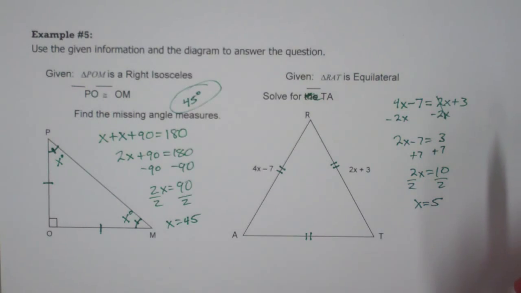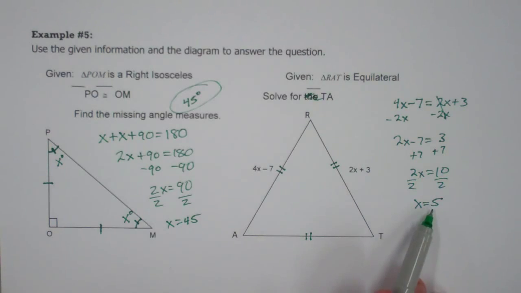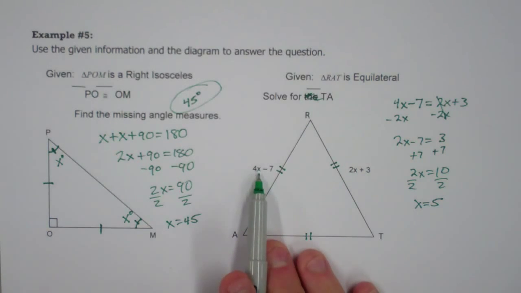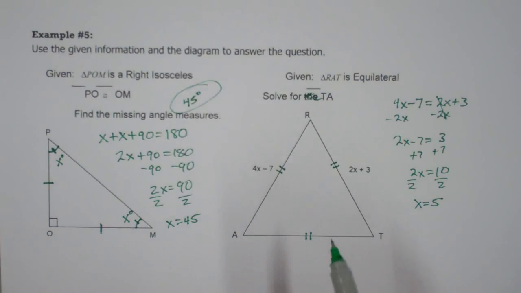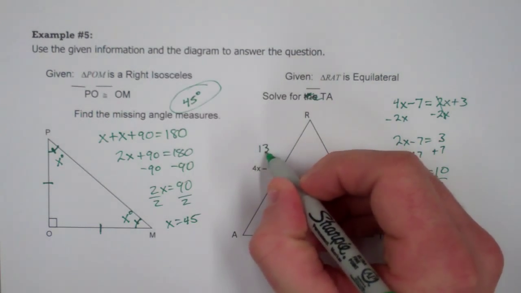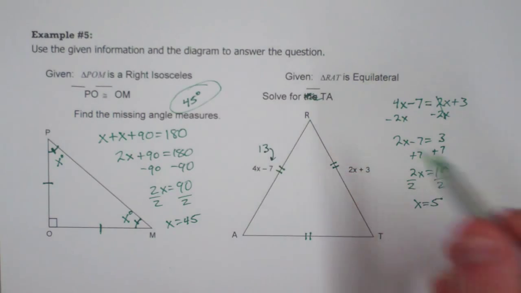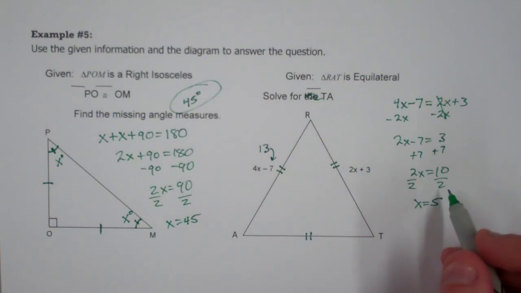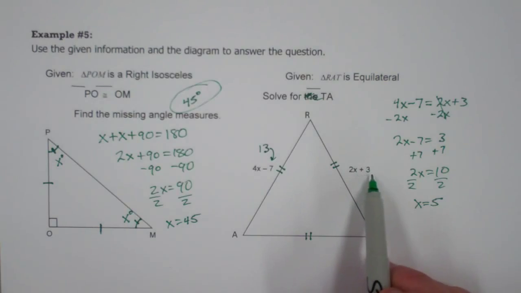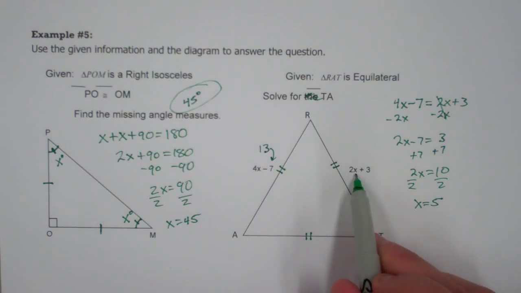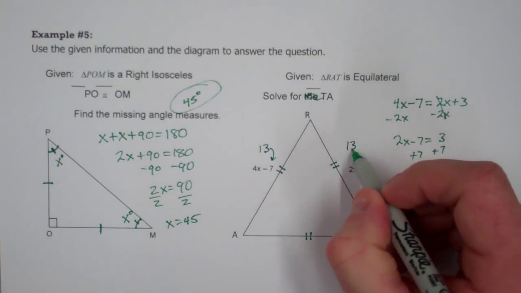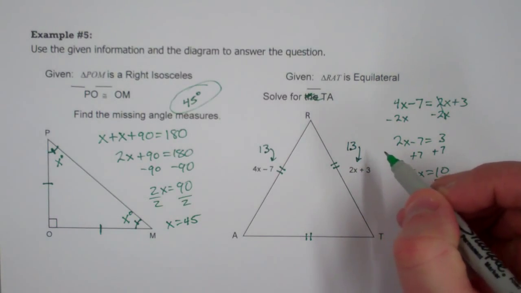Now, if we made a mistake here, we'd like to be able to catch it. So what you can do is plug 5 in, or substitute 5 in for x, and see what happens. We've got 4 times 5 minus 7, which is 20 minus 7, or 13. So that's the side length when x is 5. This one is 2x plus 3, so that's 2 times 5, which is 10, plus 3, which is 13 also.